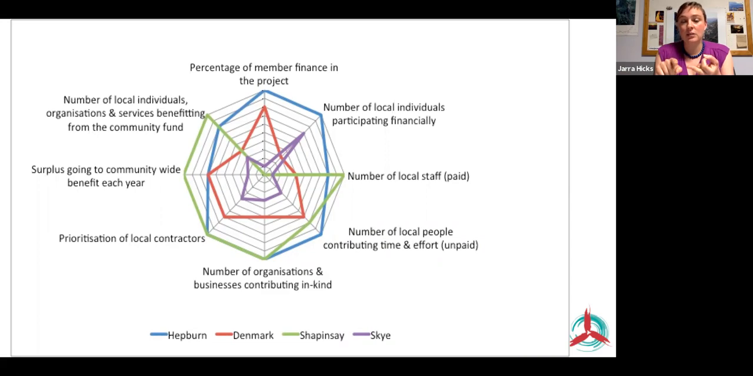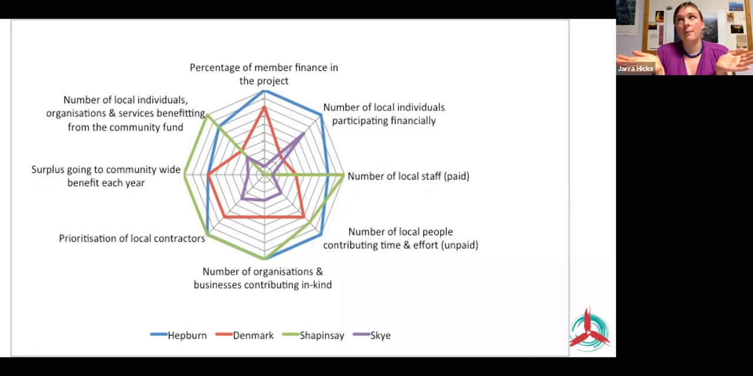Chapinsay has grid constraint issues, so they're actually being curtailed 40% of the time. So they were losing an enormous amount of revenue, and they wanted to do a whole bunch of behind-the-meter energy initiatives to address that issue, but the bank didn't allow them. So they ceded that ability to have control over their project through choosing debt finance.